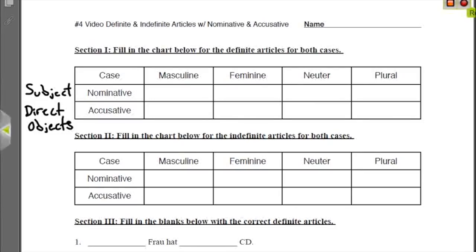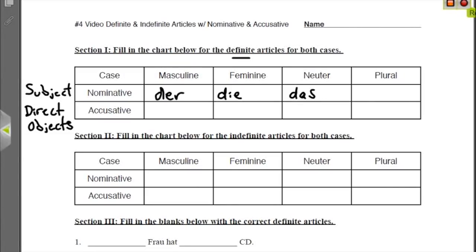Now, in order to understand the rest of this, we have to identify several things. The nominative case, we've already talked about masculine, feminine, neuter, and plural. If you look up a noun in the dictionary, you're going to find der, die, or das. Der, die, and das are the masculine, feminine, and neuter definite articles. They're called definite articles because they are specific. They know exactly which one you are talking about.